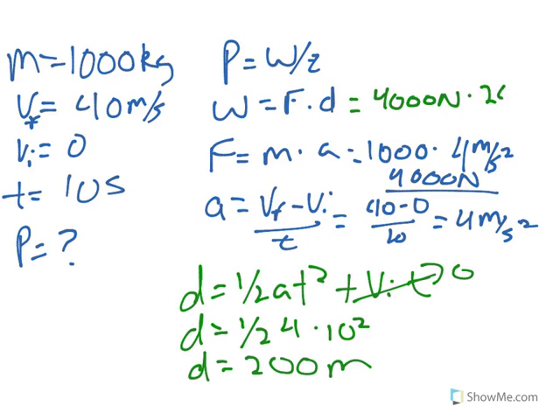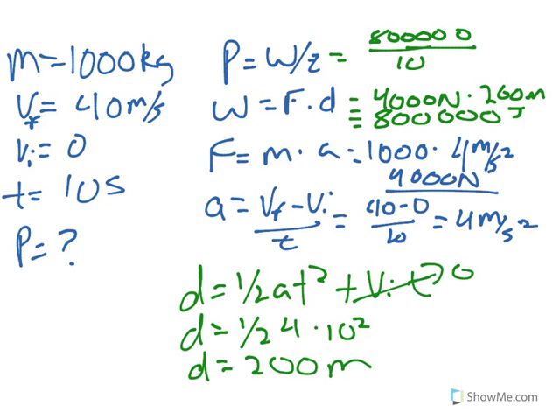So I plug that back in up here, and I get the work is equal to, what is that, 80,000? I think that's right. No, 800,000, my bad. 800,000 joules. And then that means that power is equal to work divided by time, so 800,000 divided by 10 is equal to 80,000 watts. And 80,000 watts is your answer.